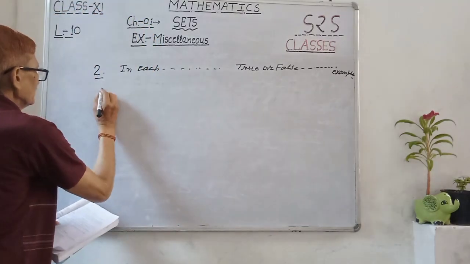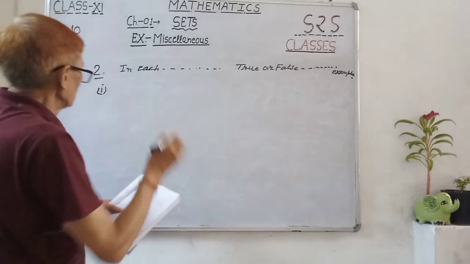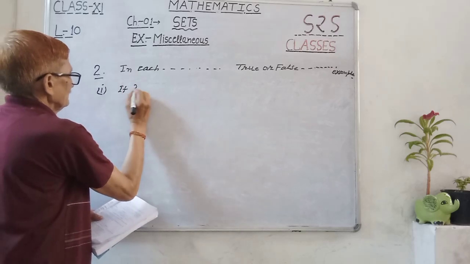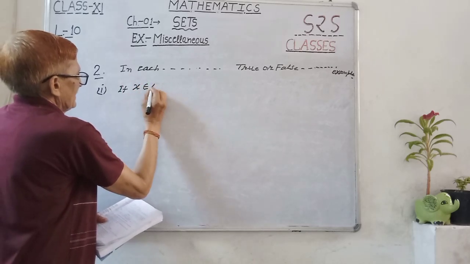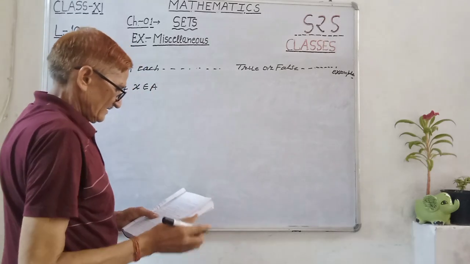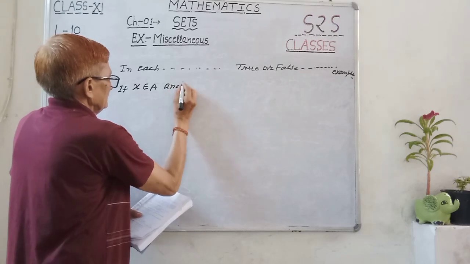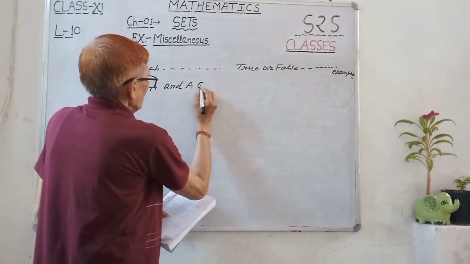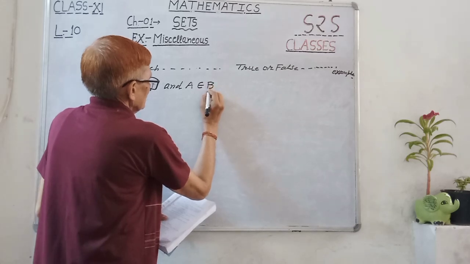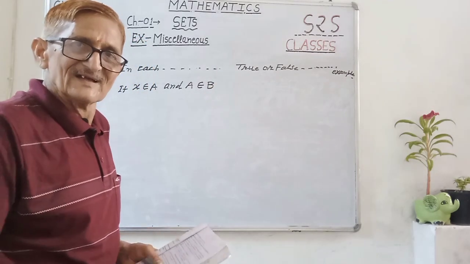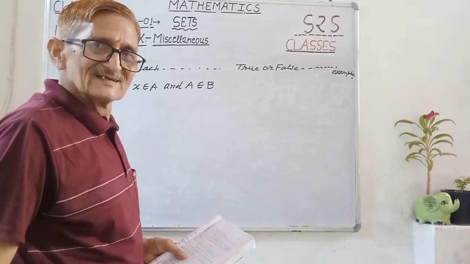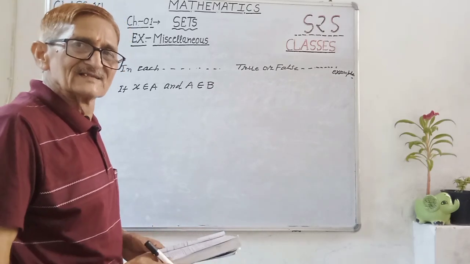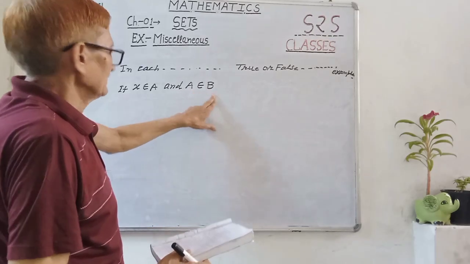What is the first part? The first part is, if X belongs to A, that is, X is an element of set A, and set A belongs to set B. Set B has set A as an element, meaning any element in set A, but that is the subset, okay, and inside B it is there in the set form, that is because A is the subset of B.